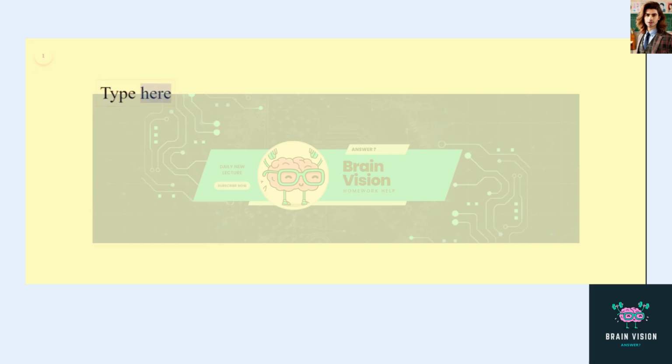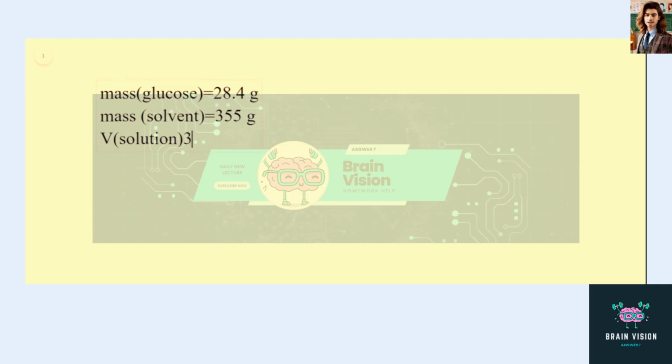First, let's write down what we know. We're given an aqueous solution of glucose with the mass of glucose being 28.4 grams. Then we're given the mass of solvent, which is water, equal to 355 grams. We also know that the total volume of solution is 378 milliliters.